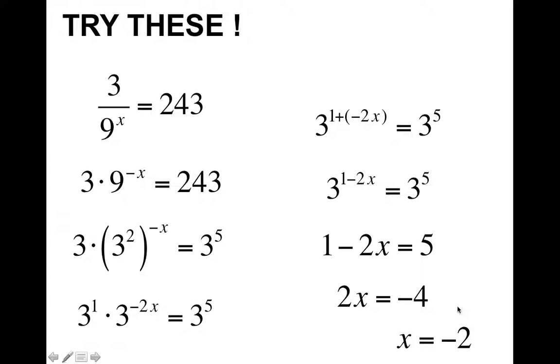All right, excellent. Let's check that one. That's an easy one to check. So negative 2. Put a negative 2 in here. Okay, so 9 to the negative 2. That means you can bring that up, and it'll be a 9 squared here. So you have 3 times 9 squared. 9 squared is 81. 3 times 81, 243. It works. It's amazing.